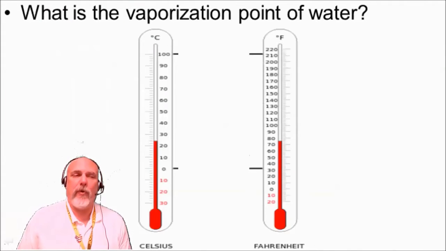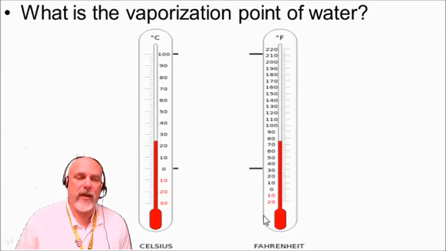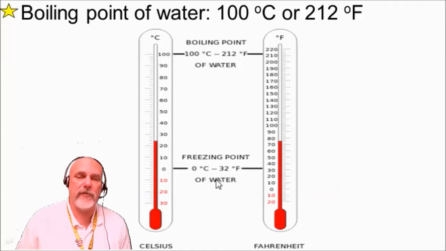What is the vaporization point of water? Of course, vaporization point means that we're going to have a temperature. The vaporization point is going to be either measured in Celsius or Fahrenheit. The melting point, if you recall, of water is 0 degrees Celsius, which is the equivalent of 32 degrees Fahrenheit. Boiling point of water is 100 degrees Celsius or 212 degrees Fahrenheit.